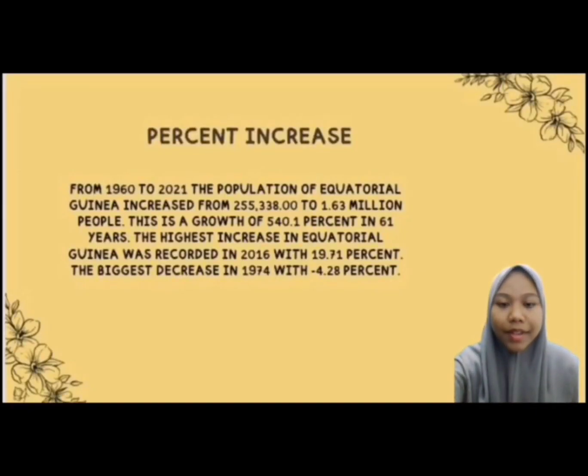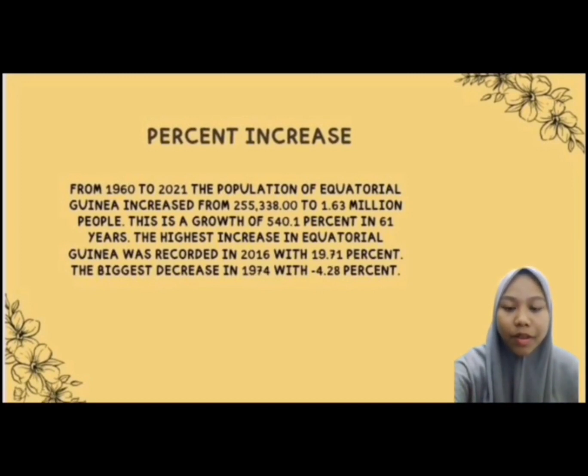Increase from 1960 to 2021, the population of Equatorial Guinea increased from 255,338 to 1.63 million people. This is a growth of 540.1% in 61 years.